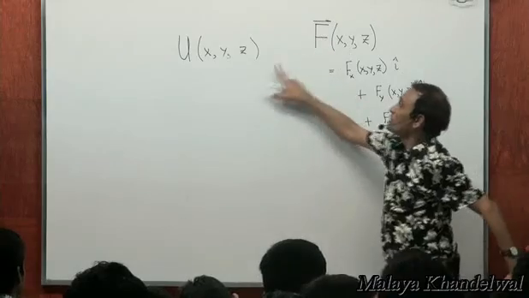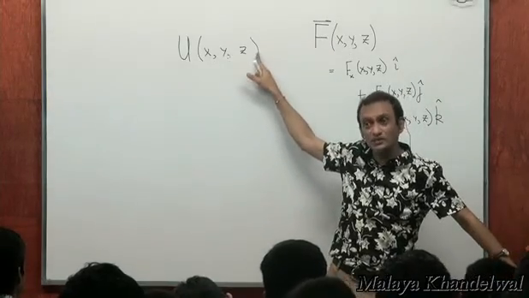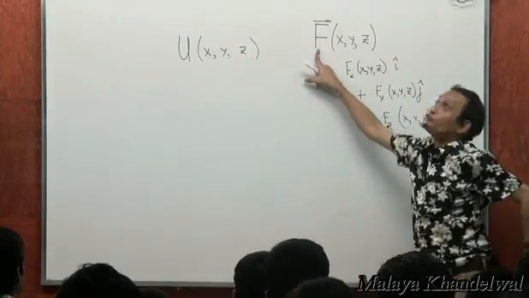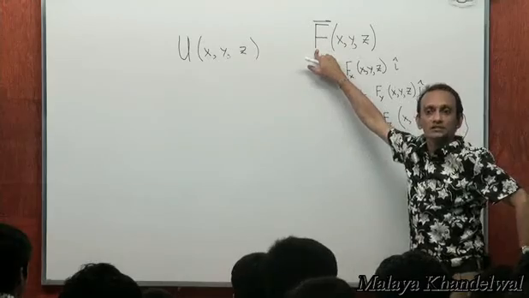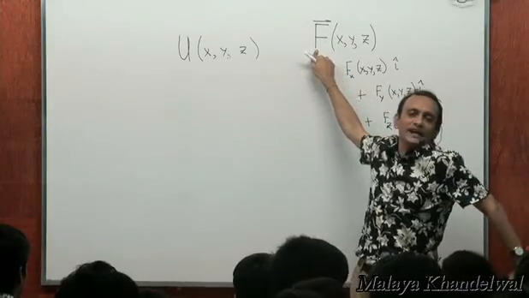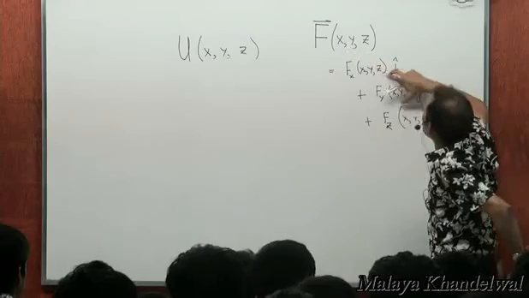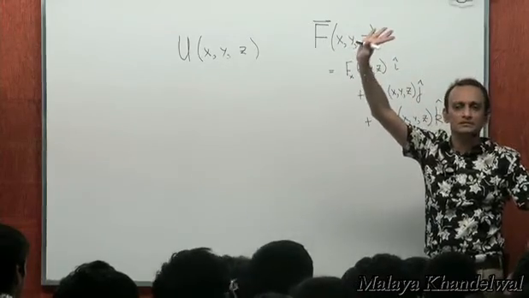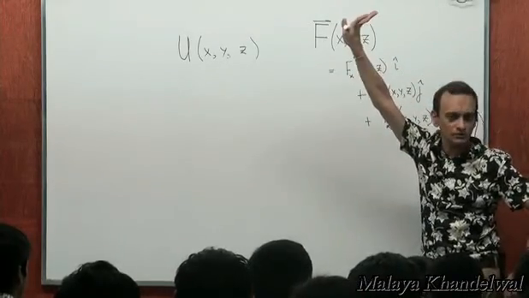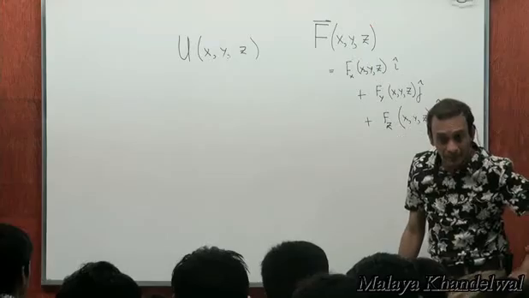I want to know this. Given u a function of x, y, z, I want to know the force vector at any x, y, z. It will have three components, and each of the components will depend on where the particle is, that means the coordinates of the particle, x, y, z. Right?